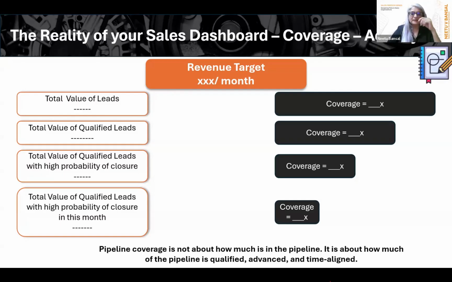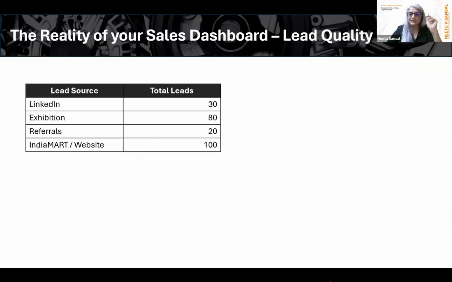Okay. The next one is the lead quality. Now on your screen, again, I told you I'm going to make you think. I've got 4 different lead sources and how many leads I have got from these. Now tell me, according to this, which is the best lead source? Referrals. Referrals is true according to the numbers. I'm getting only 20 leads from referrals. But they are worth it, I guess.